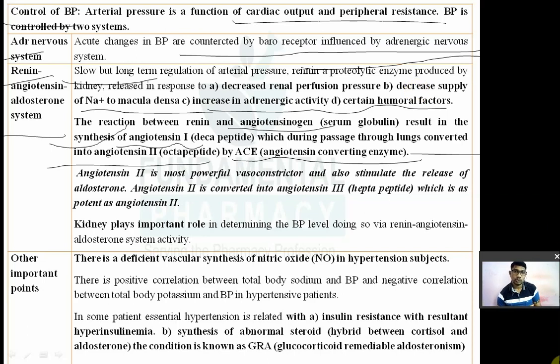Now, what is angiotensin 2? Angiotensin 2 is the most powerful vasoconstrictor. Remember, angiotensin 2 is the most powerful vasoconstrictor, and it also stimulates the release of aldosterone. So what will angiotensin 2 do?